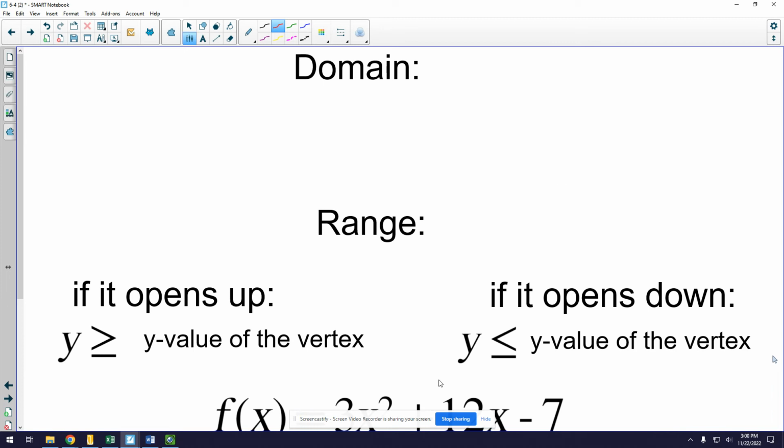So your domain for all quadratic functions is all real numbers. And yes, you need to have the word real because we know that imaginary numbers exist, and not all imaginary numbers will necessarily work.